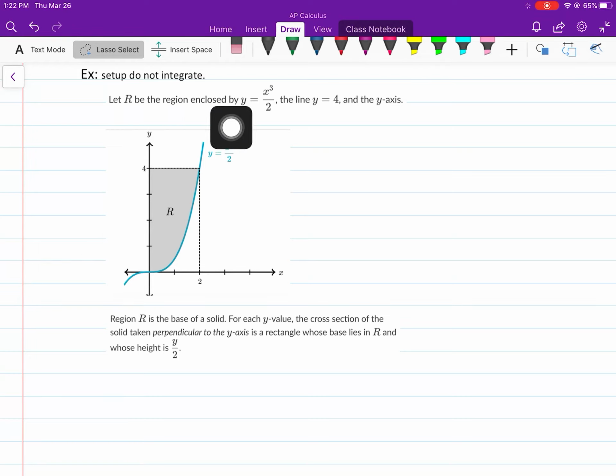So we have R be the region enclosed by y equals x cubed over 2, the line y equals 4, and the y-axis. And you can see that y equals 4 is right here. That's where it stops. It's also stopping at the y-axis. And so the region R is the base of the solid.